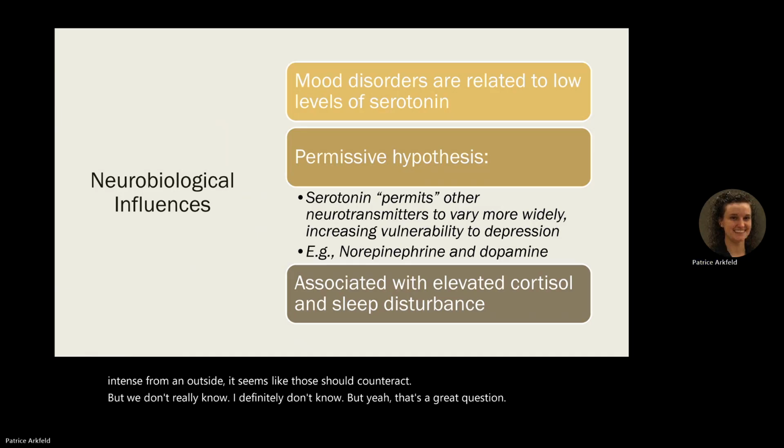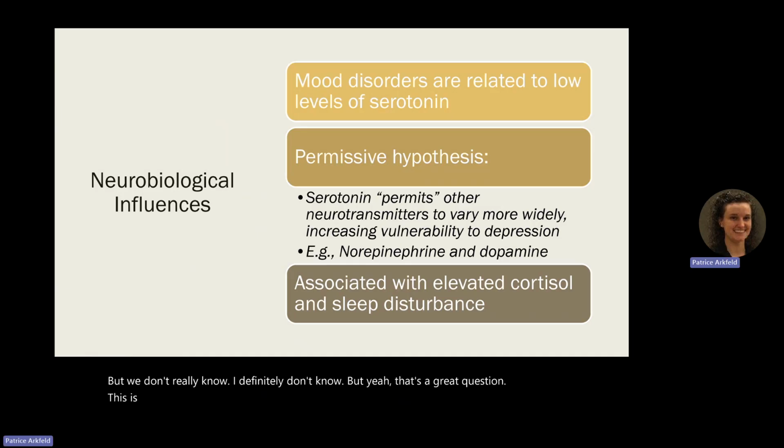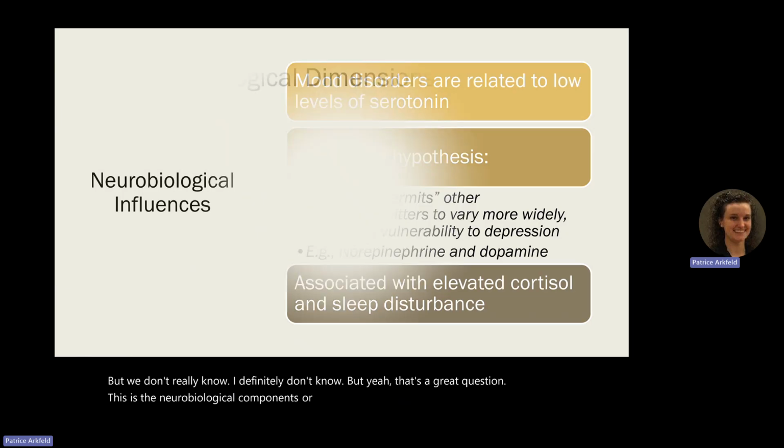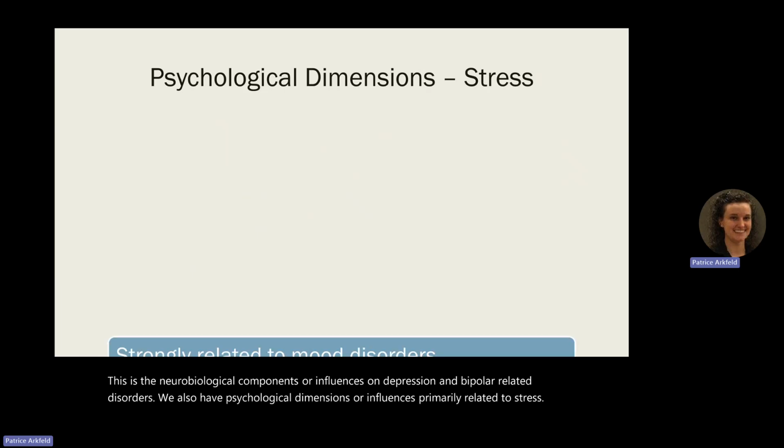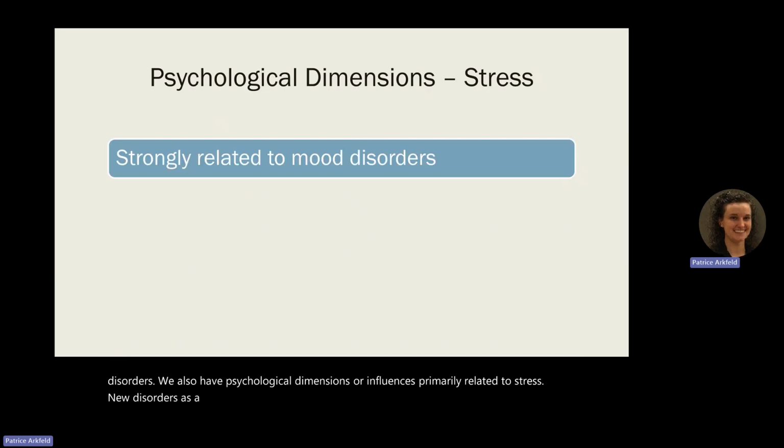So this is the neurobiological components or influences on depression and bipolar related disorders. We also have psychological dimensions or influences primarily related to stress. Mood disorders as a whole are strongly related to stress, and they're related to stress in multiple areas.